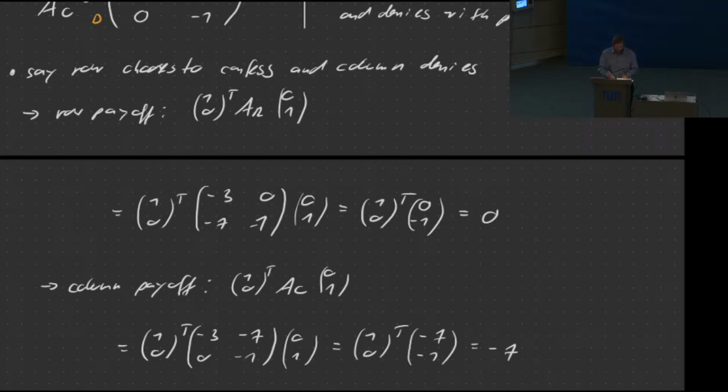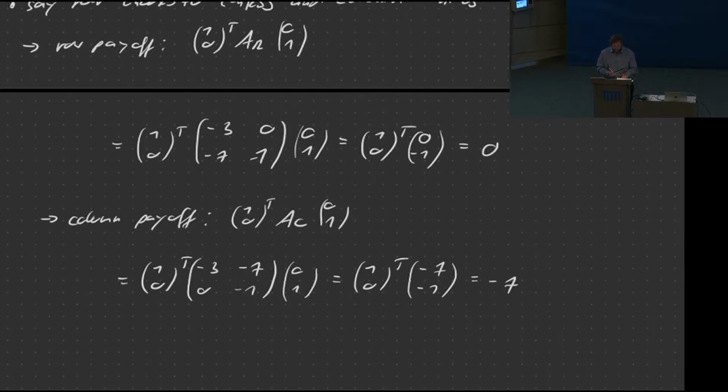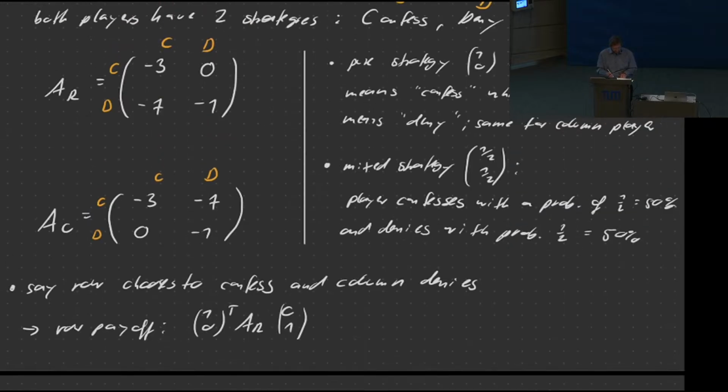And of course, it doesn't really matter if you do this multiplication first or this multiplication first, the outcome will always be the same. Right, so that's for the row player, and of course you can do the same thing for the column player. So here's the same expression, but now with a C, the column payoff matrix. And again, we just do this matrix vector multiplication, we get -7 as the outcome, and again, that's what we expected.